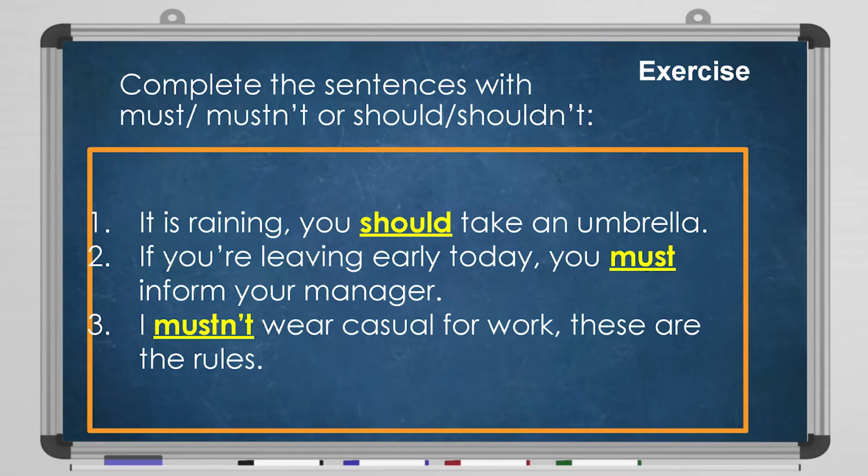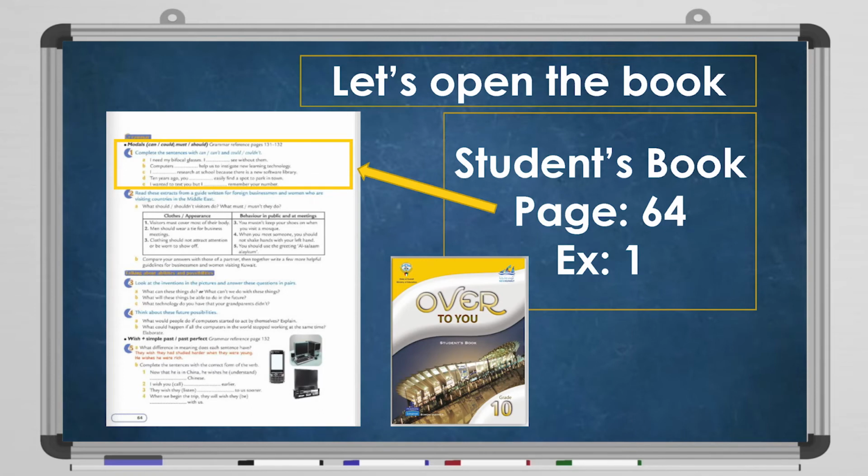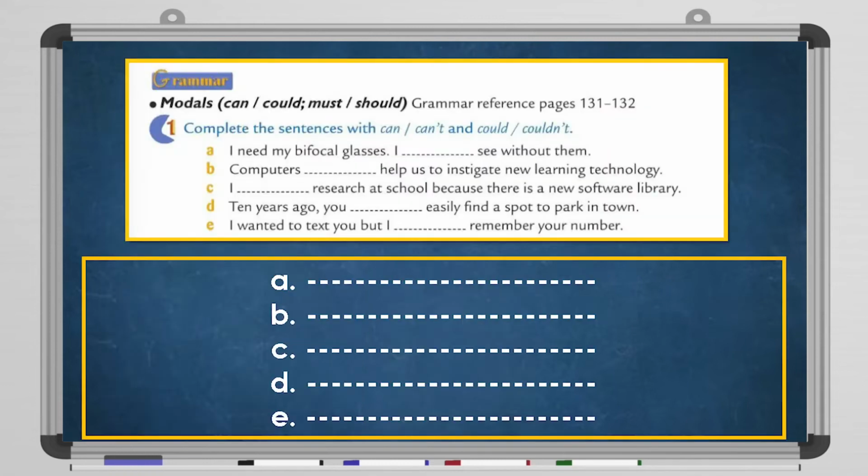Well done. Now, open your student's book, page 64, exercise 1, modals. Let's do it together. I need my bifocal glasses. I dash see without them. Computers help us to instigate new learning technology. C. I dash research at school because there is a new software library. Ten years ago, you dash easily find a spot to park in town. E. I wanted to text you, but I dash remember your number.